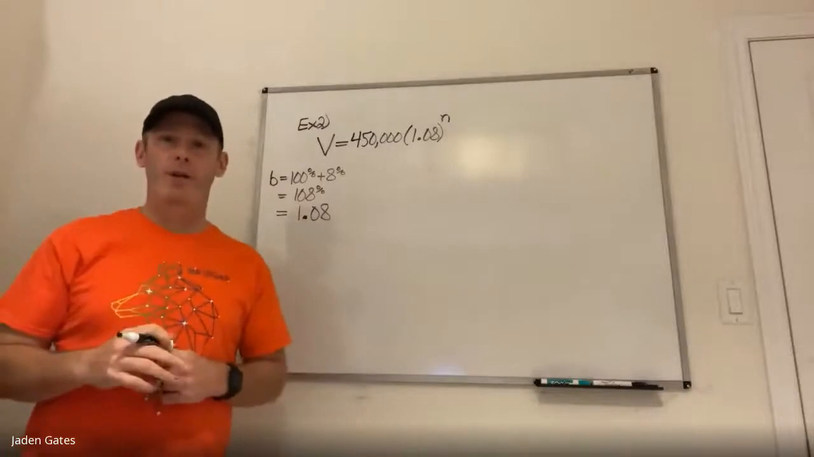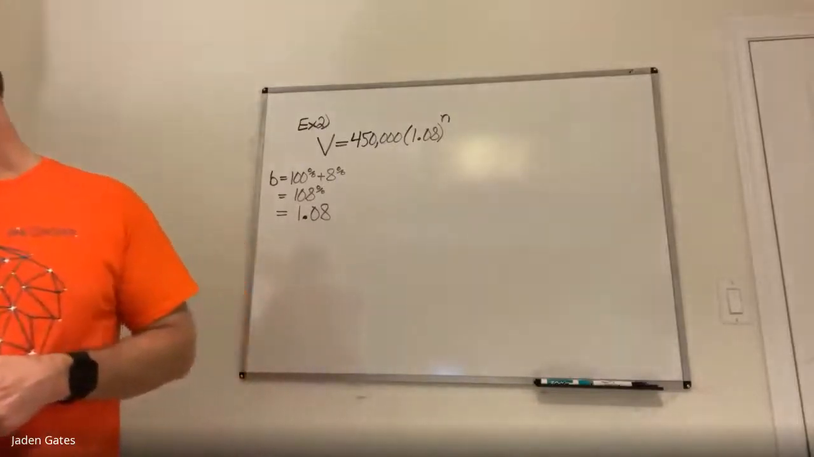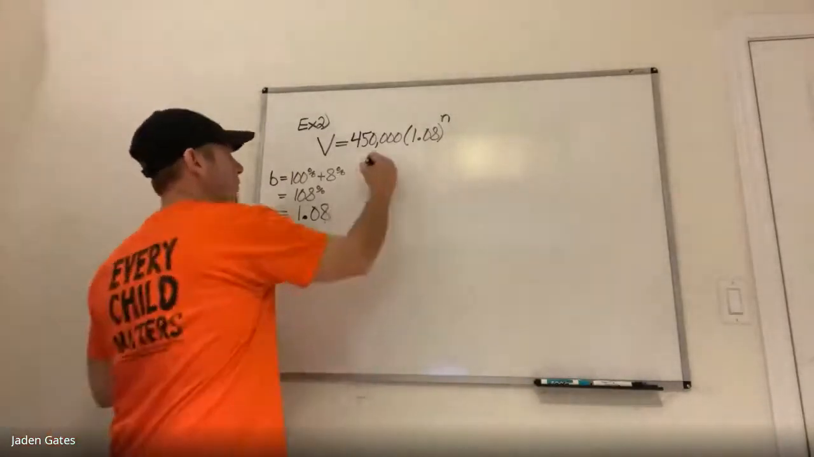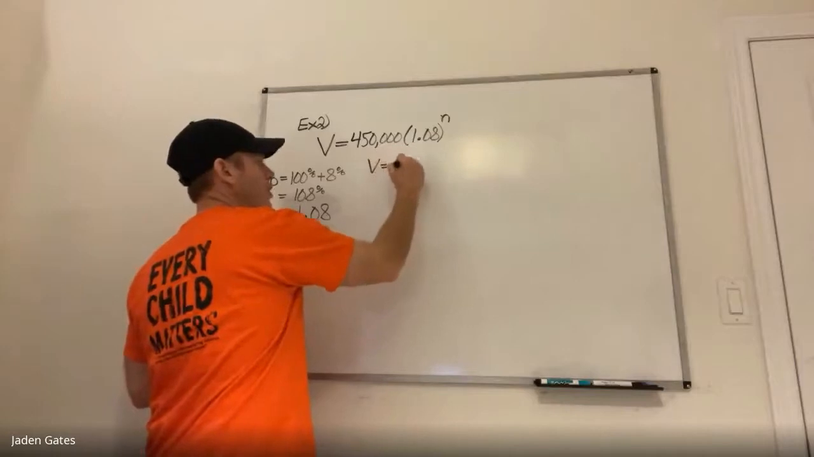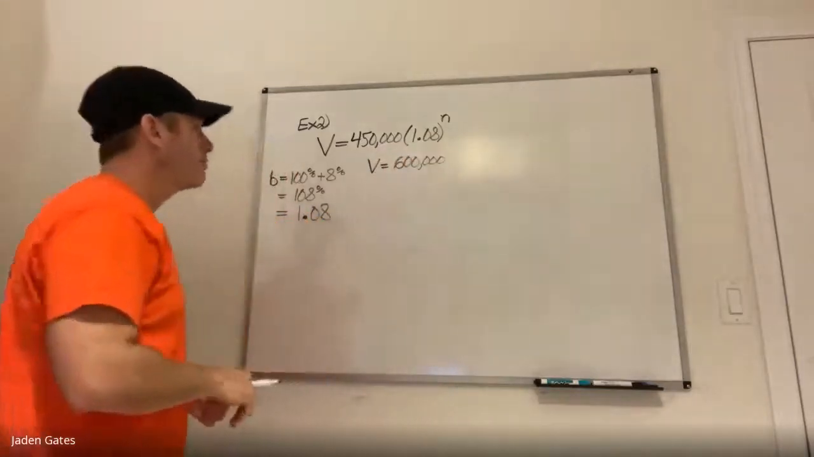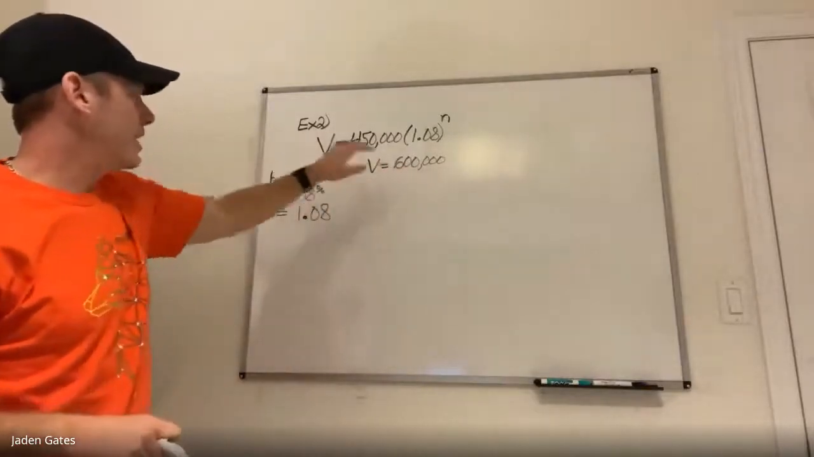That is just coming up with the equation. That's what we did the other day, developing the equation, and then substituting and solving. But this time, we want to know when the house is going to be worth $600,000. So I'm going to substitute this V value into my equation.